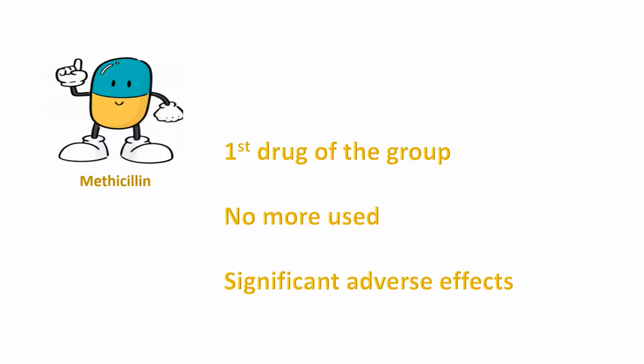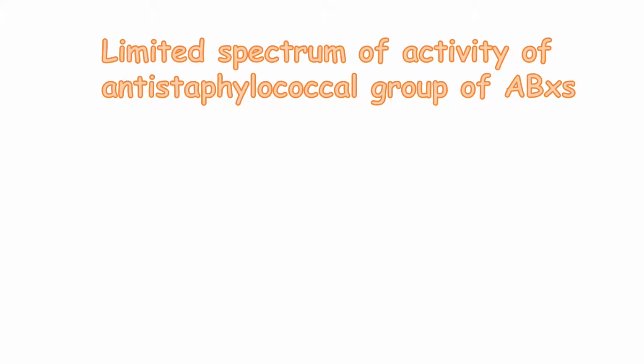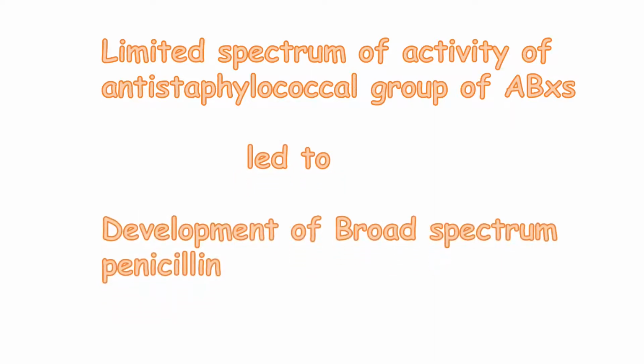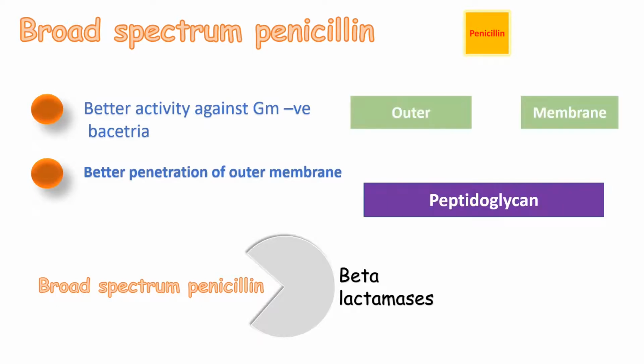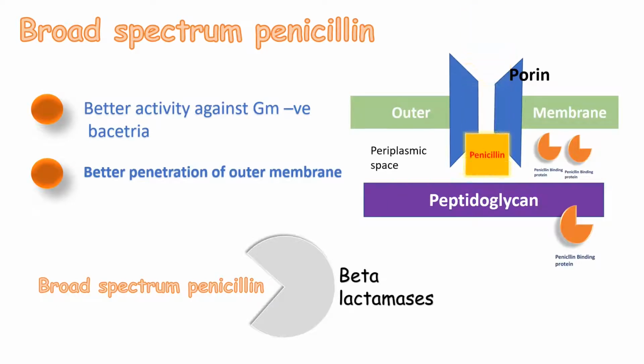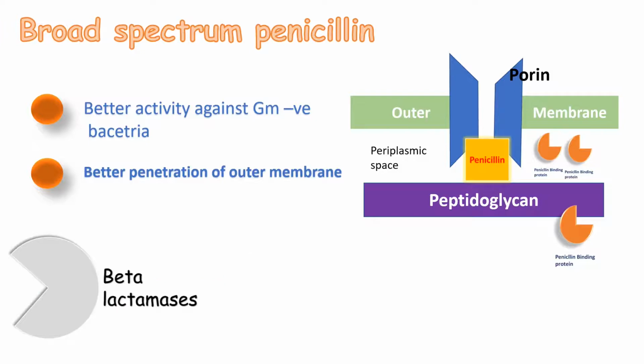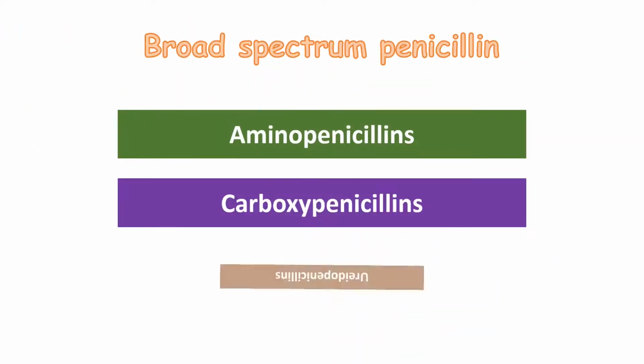Now, since these antistaphylococcal penicillins were only active against beta-lactamase producing Staphylococcus and had a very poor spectrum of activity over the gram-negative bacteria, this led to the discovery of a new kind of penicillins which were active against gram-negative organisms as well. The broad-spectrum penicillins have greater activity against gram-negative bacteria as they have better ability to penetrate the gram-negative outer membrane. But like penicillin G, these drugs are easily inactivated by many beta-lactamases. This category includes three subcategories: aminopenicillins, carboxypenicillins, and ureidopenicillins.